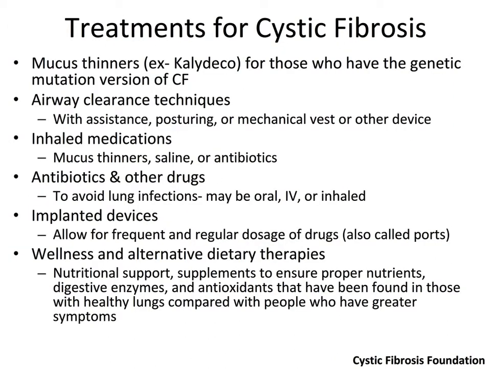Most people with CF will utilize a combination of treatments, including mucus thinners, airway clearance techniques, antibiotics, and nutritional and digestive support. Airway clearance techniques include having someone clap your back to break up mucus through force, but also might include devices that also serve this purpose. Medications and antibiotics may be inhaled, taken orally, or given through an IV or pump. Wellness and alternative therapies include exercise to keep lung capacity up, and nutritional support to ensure that people can derive the full nutritional benefits from food, maintain a healthy weight, and so forth.